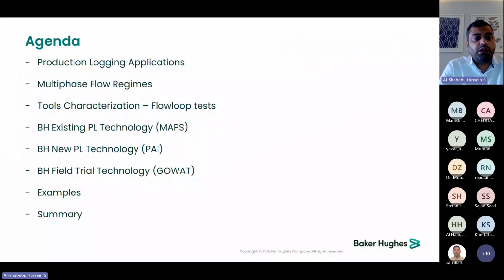So the agenda will be the production logging application, followed by a quick introduction of multi-phase flow regimes and how the flow regimes affect the tool selection. Then our flow loop in Houston, and how we are utilizing it for the characterization of all these tools. Then we'll cover the three tools that we have, MAPS, PAI, and GOWAT, with some examples, ending up with the summary.